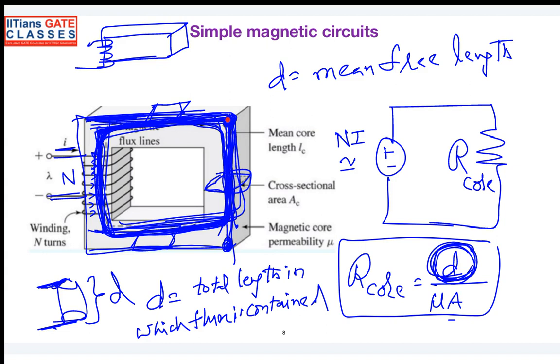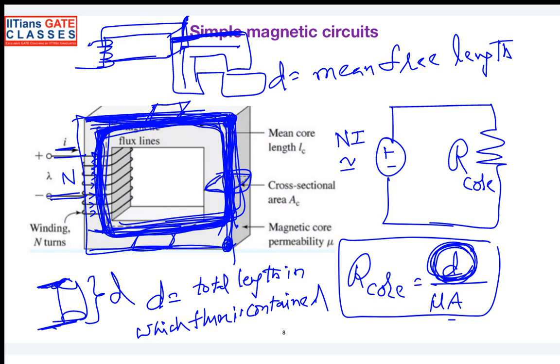Because your flux flows throughout the core, your magnetic circuit design is something like this, right? The moment the flux is generated, it cannot go out because this is a conductive material. So the shape of the magnetic core itself is guiding the flux to take a different path.